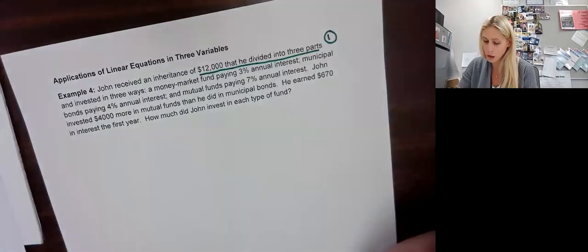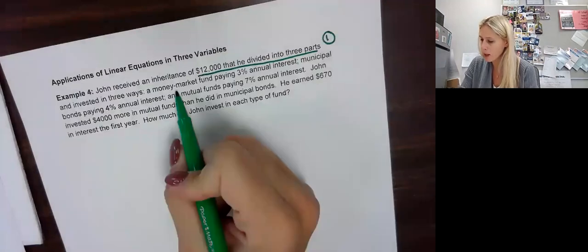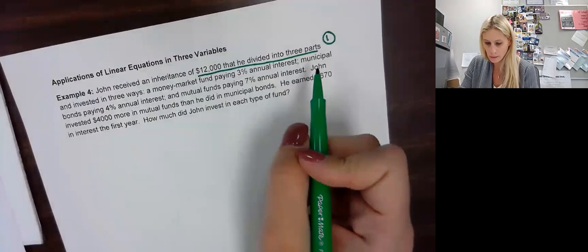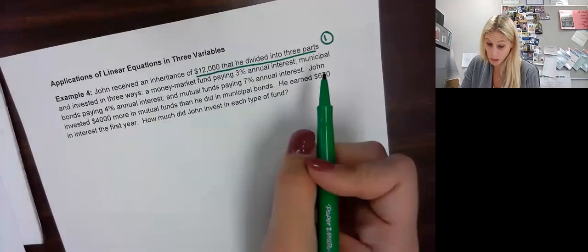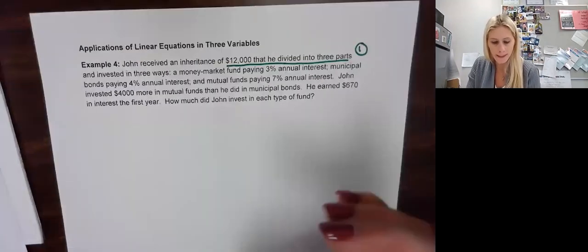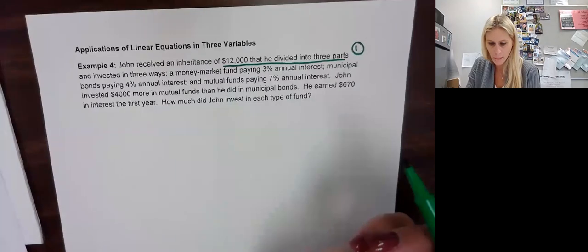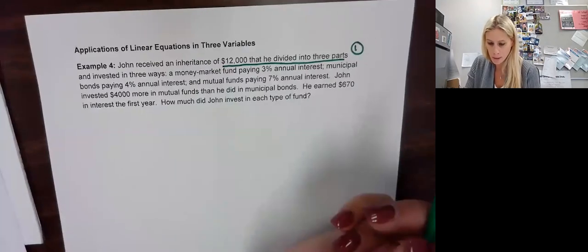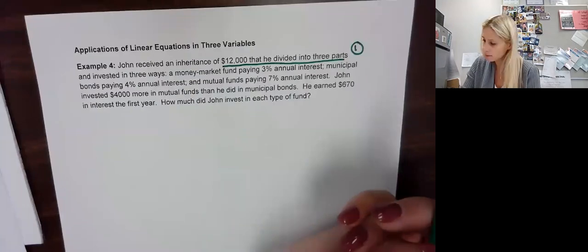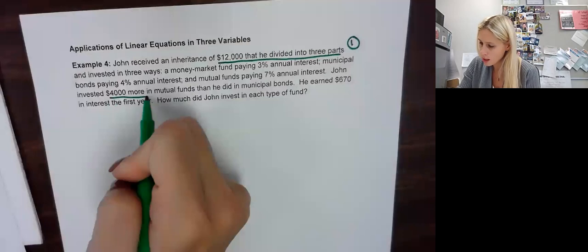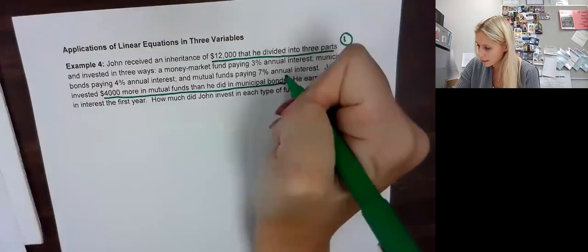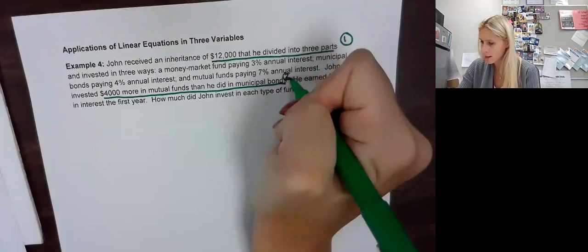And invested in 3 ways. He invested money market fund paying 3% annual interest, bonds. This is where my husband comes into play, right? Paying 4% annual interest, and mutual funds paying 7% annual interest. John invested 4 more in mutuals than he did in the bonds. Hey, there is our second one.